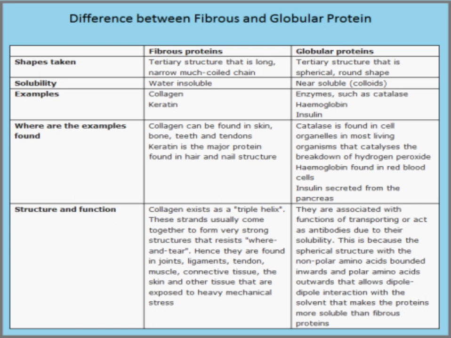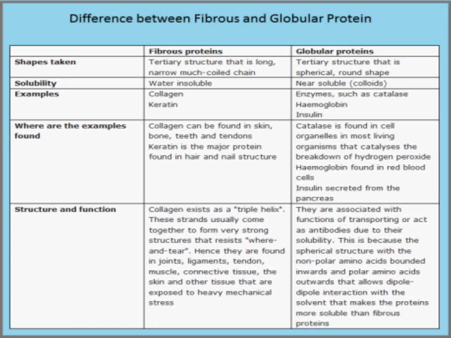Examples of fibrous proteins are collagen and keratin, and examples of globular proteins are enzymes such as catalase, hemoglobin and insulin. Where are the examples found? Fibrous protein collagen can be found in skin, bone, teeth and tendons. Keratin is the major protein found in hair and nail structure. Catalase is found in cell organelles in most living organisms and catalyzes the breakdown of hydrogen peroxide. Hemoglobin is found in our RBCs and transports oxygen to the different parts of the body. And the third example is insulin, which is secreted from the pancreas.